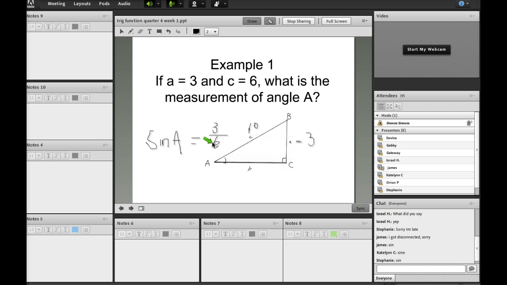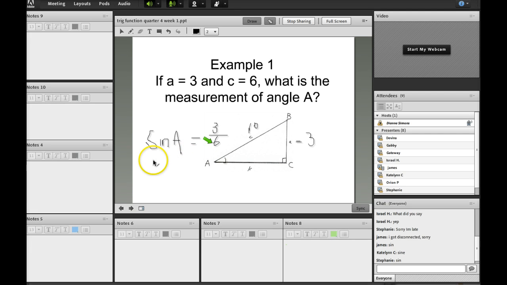And later on, when we get into it a little bit more, there are a couple of angles that are going to be really important to remember. The angle measurement of 30 degrees, you should remember the sine and cosine of that. 45, 60, and 90. Oh, and 0 also.